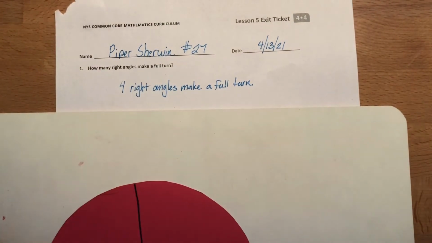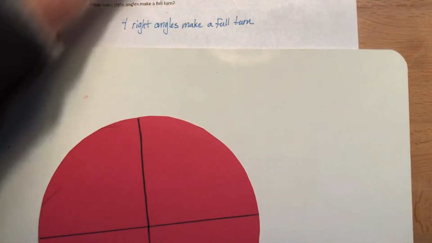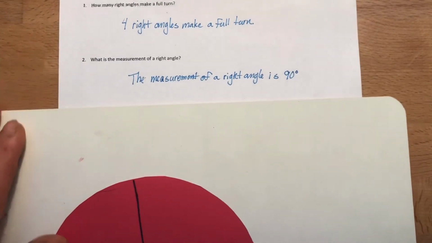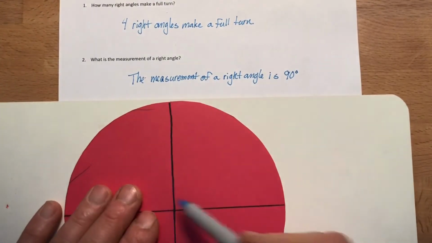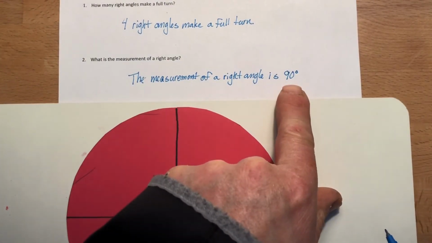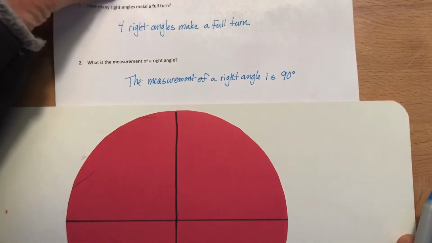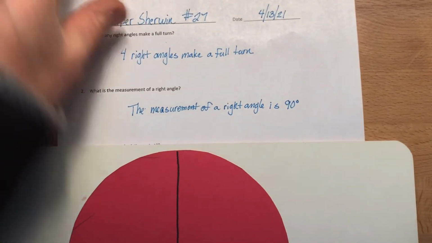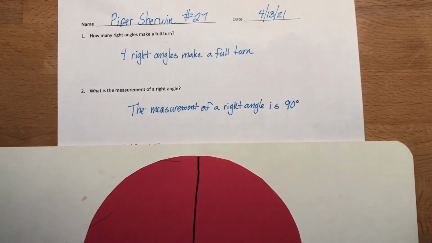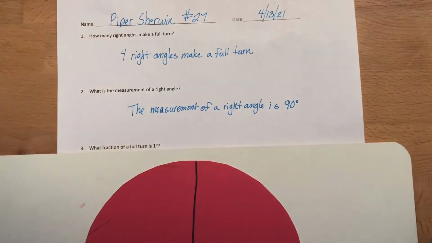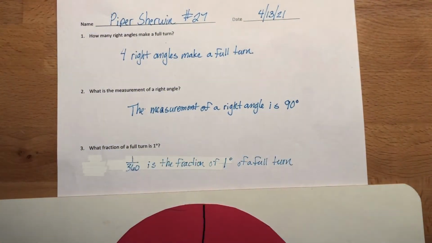Restate the question there. Next one: what is the measurement of a right angle? The measurement of this right angle, remember we talked about that yesterday, is 90 degrees. 90 degrees right there. And then, what fraction of a full turn is 1 degree?